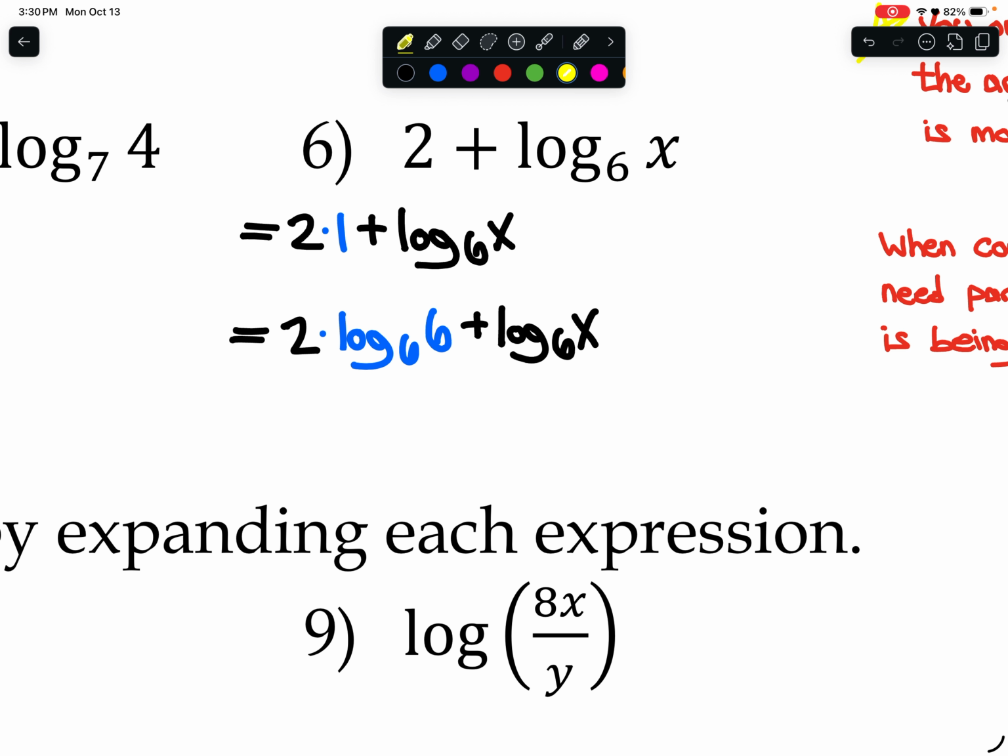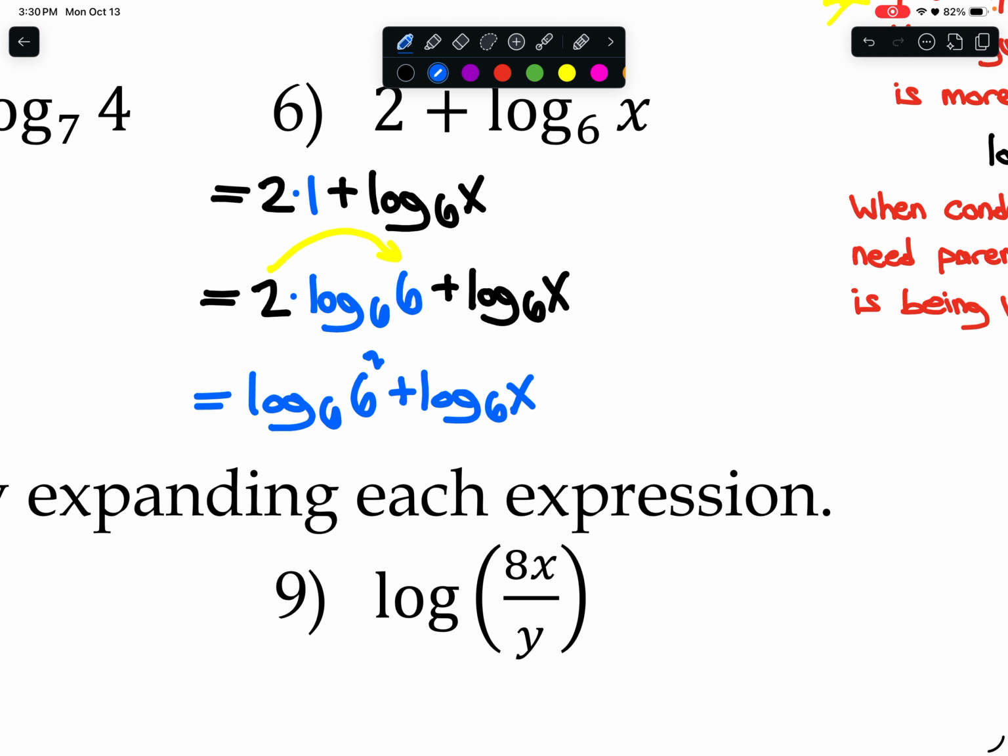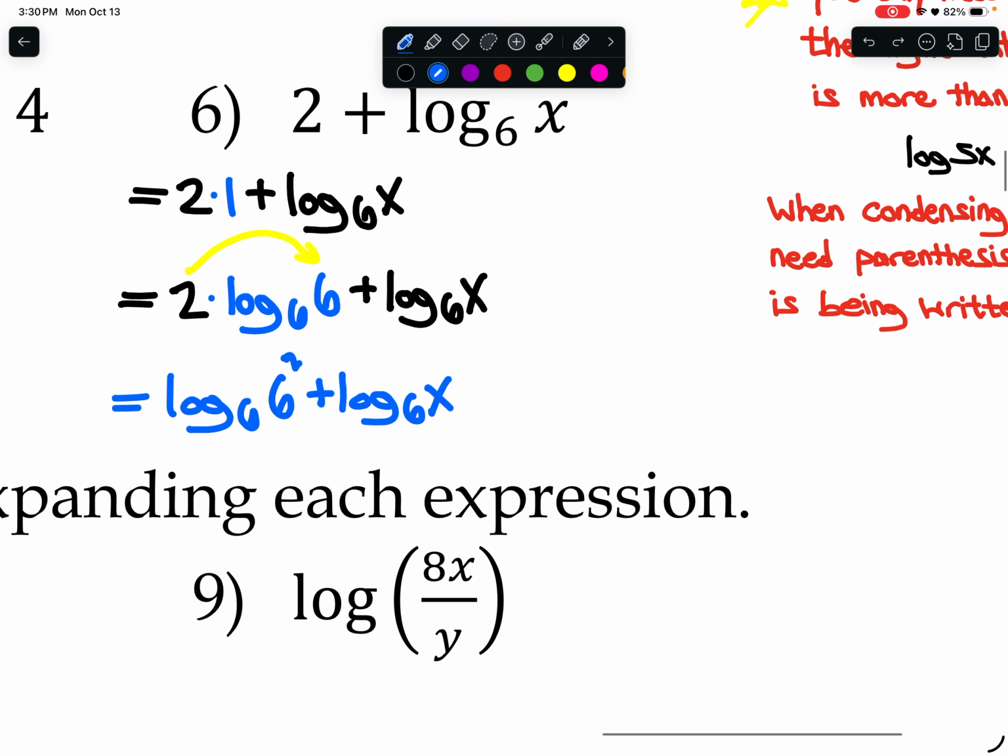And then, now that I have a coefficient on that logarithm, that's going to be rewritten as an exponent. So this is going to be rewritten as log base 6 of 6 squared plus log base 6 of x. And of course, I am adding these two values together, so I'm going to multiply them in a single log. So this would be log base 6 of 6 squared, which is 36, and then my x value over here would just be included. So log base 6 of 36x.